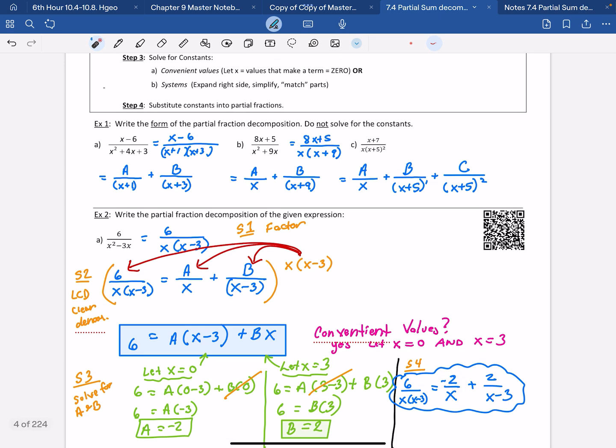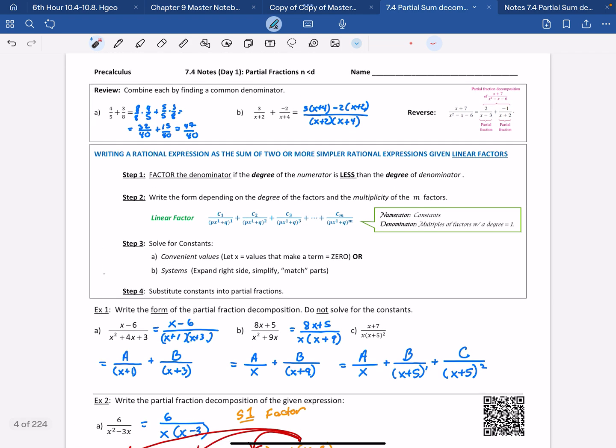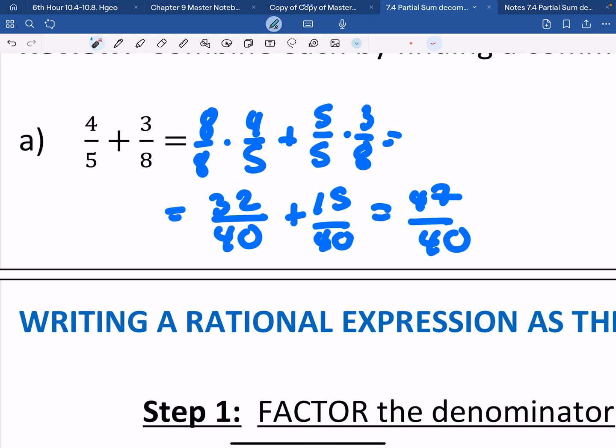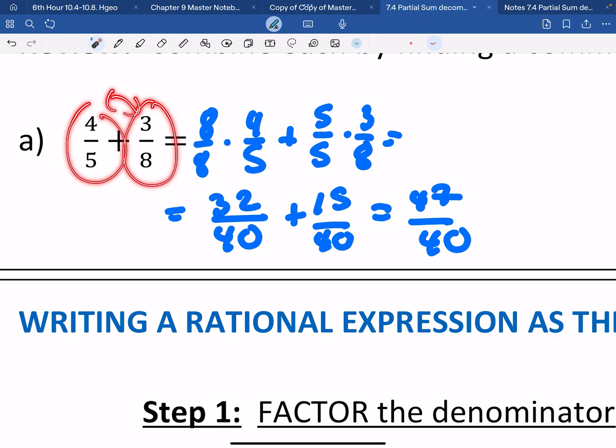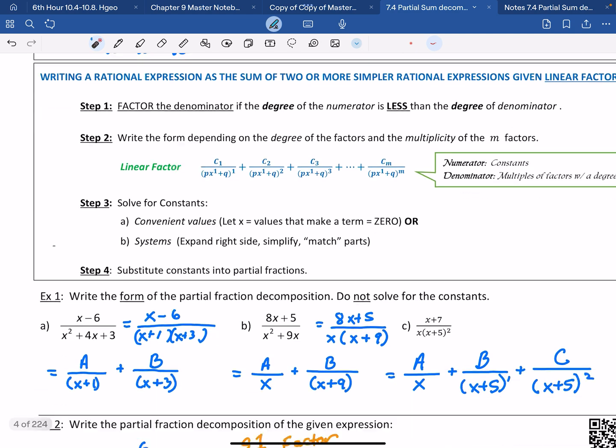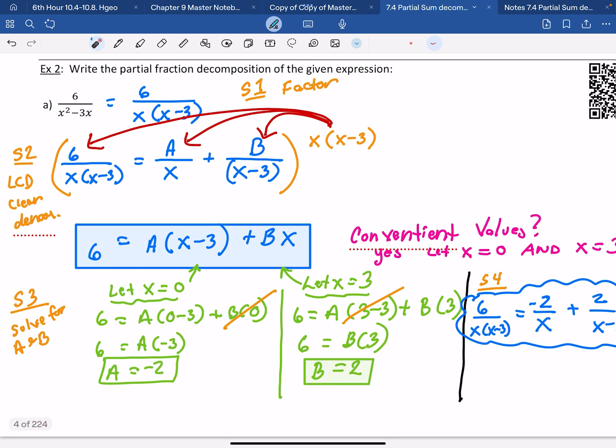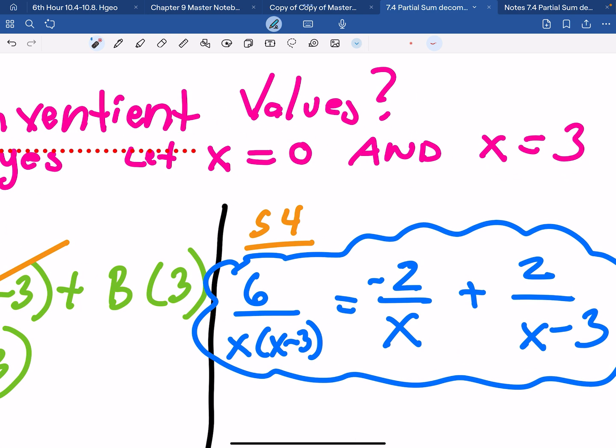We know that is the commutative property of addition. 4/5 plus 3 over 8 is the same thing as 3 over 8 plus 4/5. So those can be interchanged. Don't panic when you check your work and your decomposition is in a slightly different order. But what you do have to have is that the negative 2 must be partnered with x, and the 2 must be on top of the x minus 3.